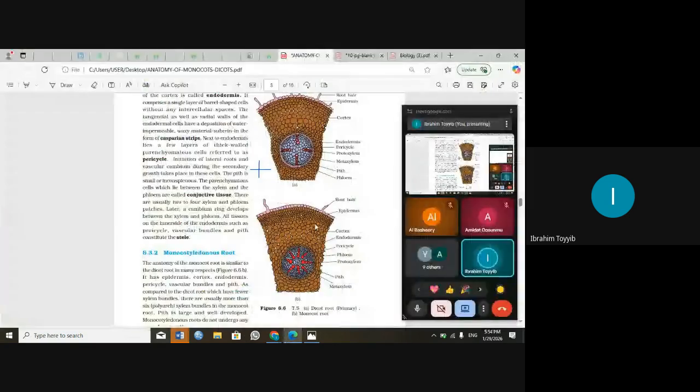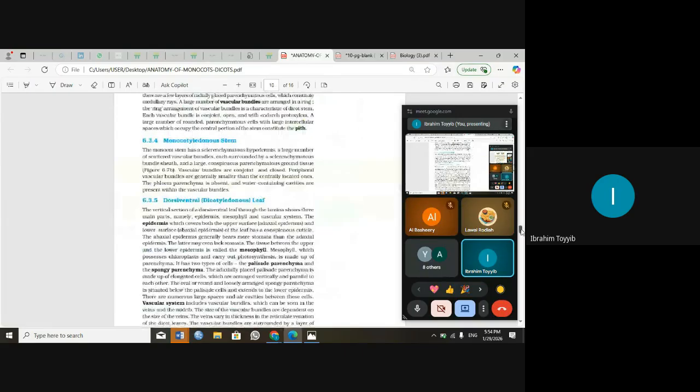So the major difference is that whenever you see the number of xylem here, you know that this is a dicot root, one that doesn't have numerous xylem, while the monocot root has up to eight.